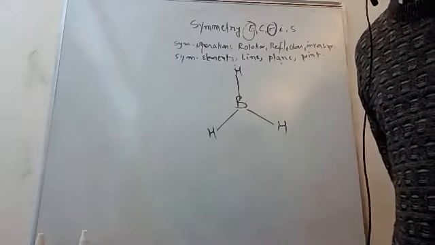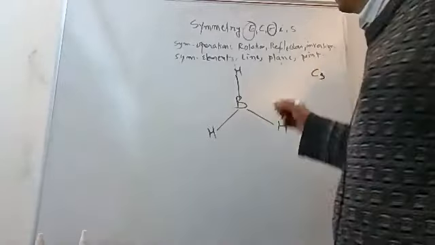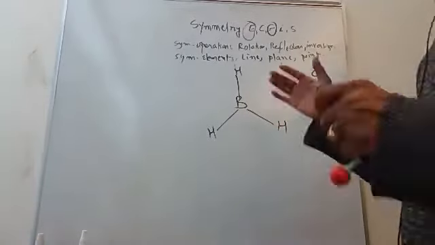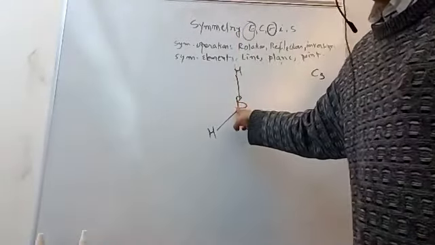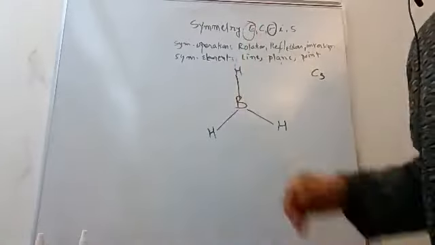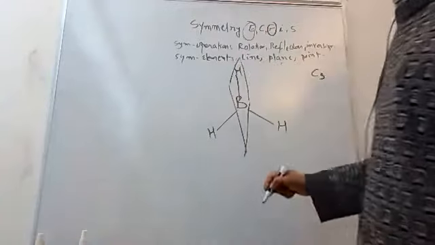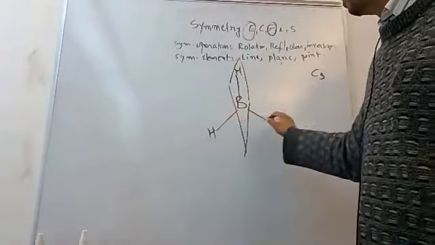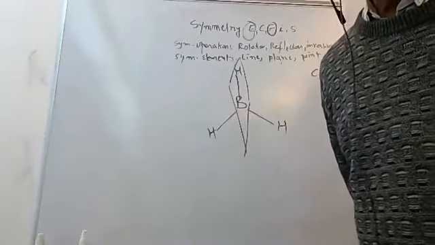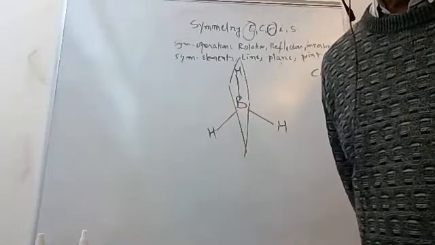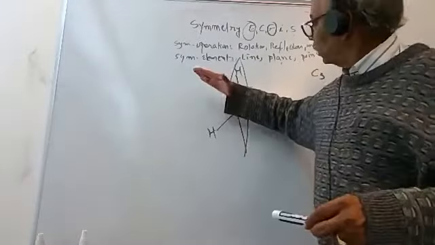We did this example before. It's C3, right? Now, would you agree that if I draw a line using one of the BH bonds perpendicular to the board, and then draw a plane that contains the BH bond, but the hydrogen atoms are on both sides of the plane, is that a reflection plane? Yes.